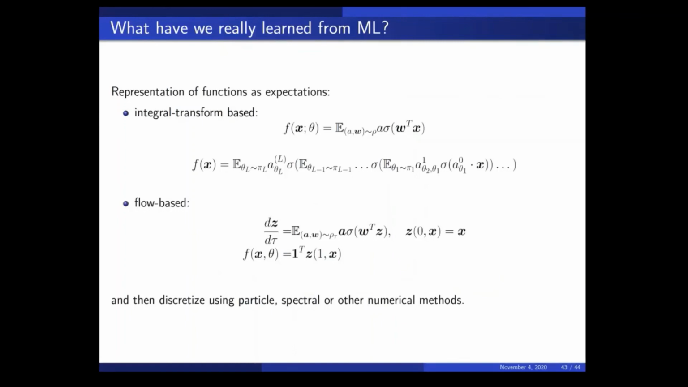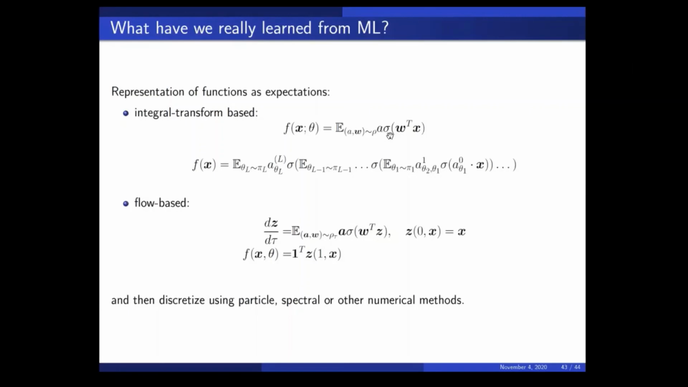So let me conclude with the question of what have we really learned from machine learning? So machine learning has a whole bunch of tricks: gradient descent, stochastic gradient descent, dropout, batch normalization, all kinds of tricks. But what is the most essential thing that we have learned? So I would say the most essential thing is these things, that we express functions as some form of expectations, either this one or this one. This is what I call integral transform based. This is what I call flow based.